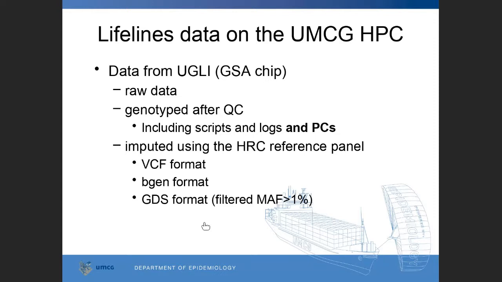LifeLines is a three-generational design, and for the UGLI design, we selected the largest families. So there are many relationships within the UGLI data. You have to correct for these genetic relations between the individuals, because the individuals are not independent of each other. So you cannot use just regular, let's say, linear regression. But I will come to that in the afternoon.